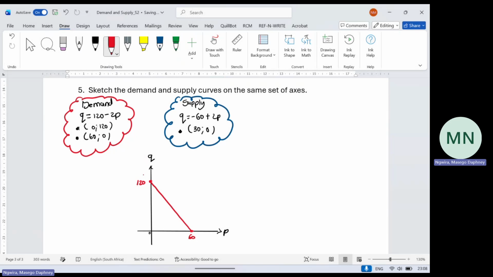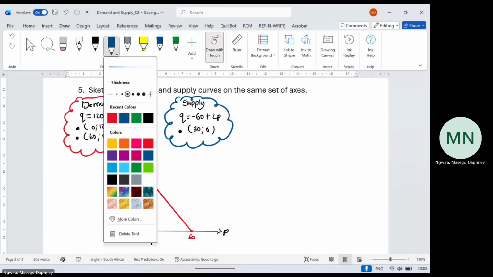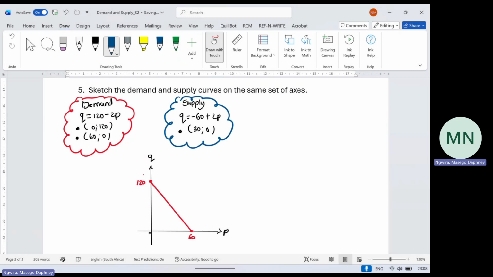And then now we draw the supply. Supply, it starts at, sorry. So this is negative 60, but this one we draw a dotted line. It's not really included. This is where negative 60 is at. Just an example. So this is a dotted line. So my graph is going to touch P at 30.